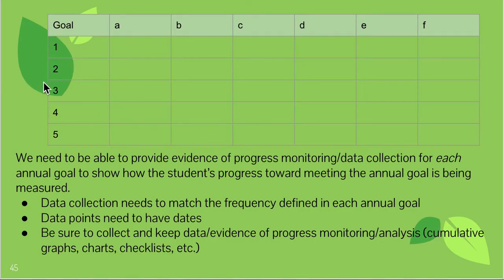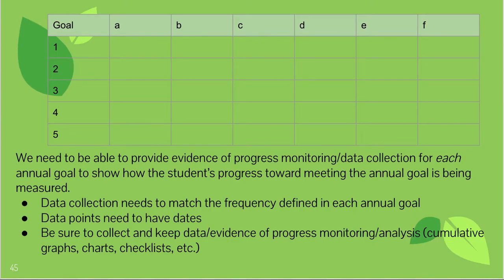All right, so it looks like this, right? If we've got, here are our goals, we want to have 3 to 5 goals typically. There's our A, B, C, D, E, F. So we need to be able to provide evidence of progress monitoring and data collection for each annual goal to show how the student's progress toward meeting the annual goal is being measured. So this is how we can get this information.